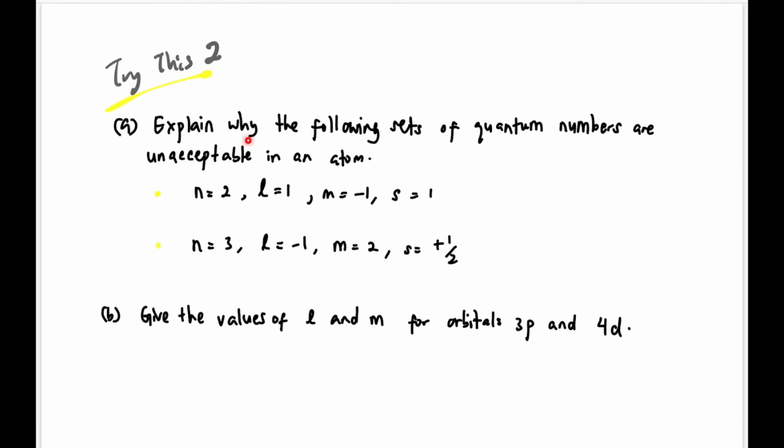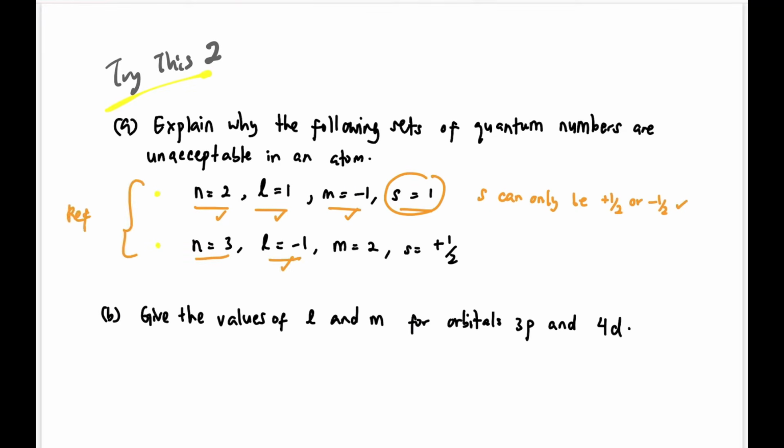The next one, try this too. Explain why the following sets of quantum numbers are unacceptable in an atom. N equal to 2, L equal to 1, M equal to minus 1, S equal to 1. So kalau kita tengok secara sepintas lalu, yang tidak betul adalah S. Sebab S can only be positive half or negative half. Okay? Yang second one pula, when N equal to 3, L can only be 0, 1 or 2. L must be positive integer by the way.